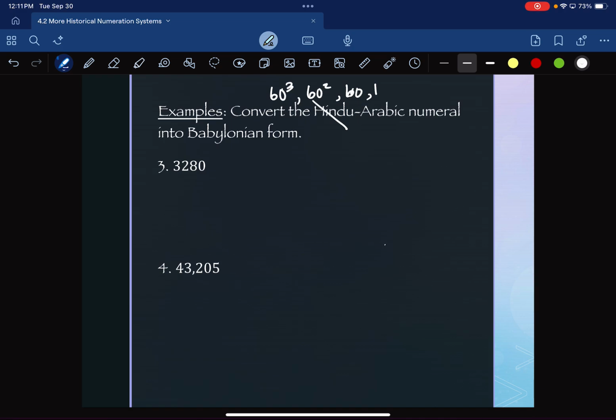What's that? That one's too big. What is it? 3,600. So the ones place, I have the 60s place, I have the 3,600s place. What happens when I do 60 cubed? How much? 216,000. I won't put a comma in it because I'm using the commas to separate the values. So I've got the 216,000s, 3,600, 60, and 1.